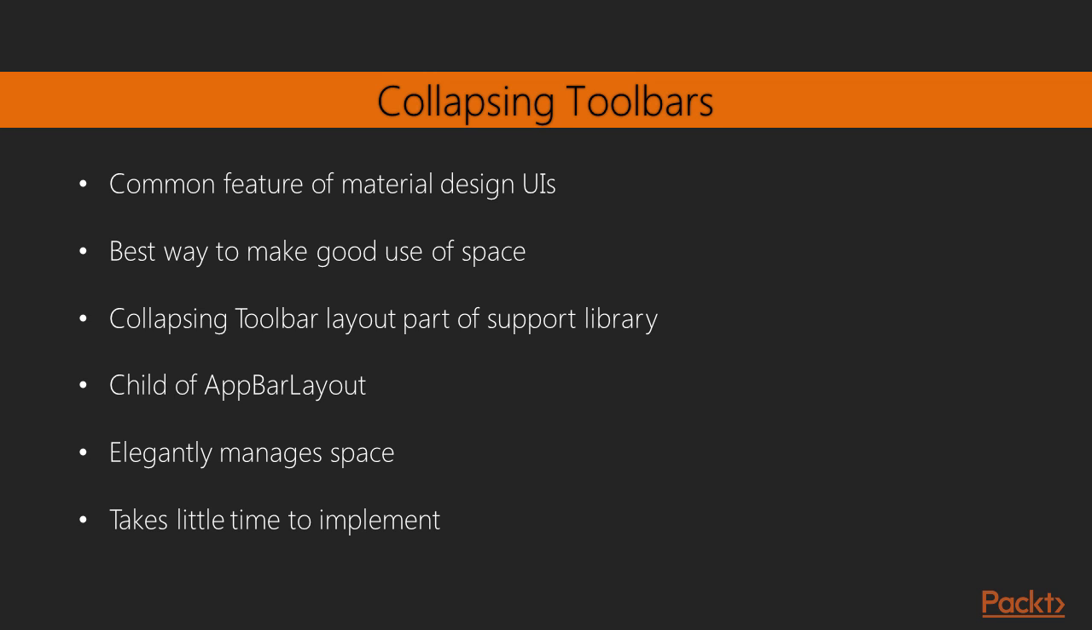As you would imagine, the collapsing toolbar layout is part of the design support library. It's intended as a child of the app bar layout, which is a linear layout designed specifically for material design features. Collapsing toolbars help manage space elegantly and also provide a good opportunity to display attractive graphics and help promote our product. They take little time to implement and are easily adapted. The best way to see how they work is to build one. Let's get started.